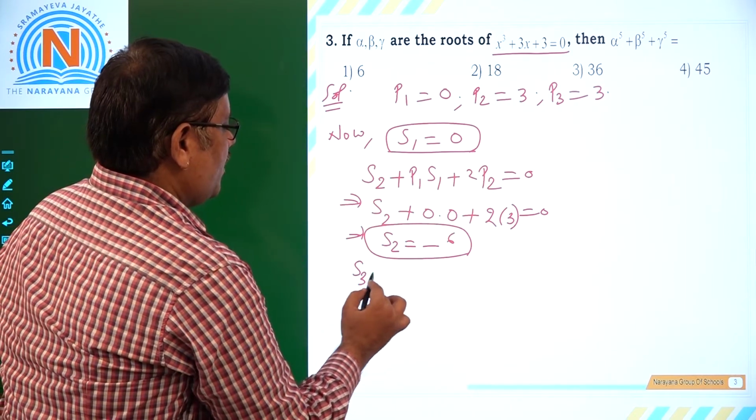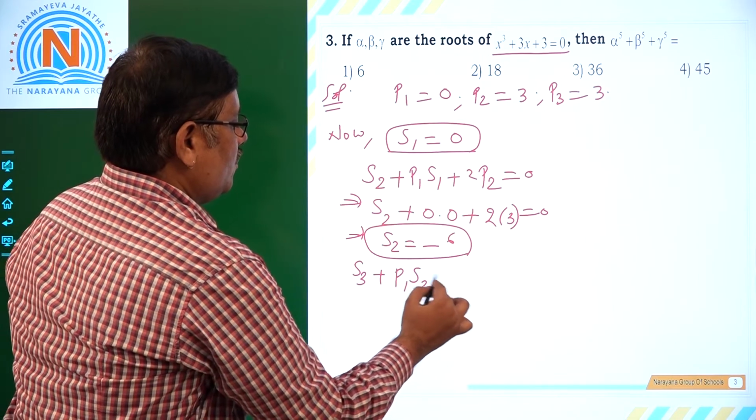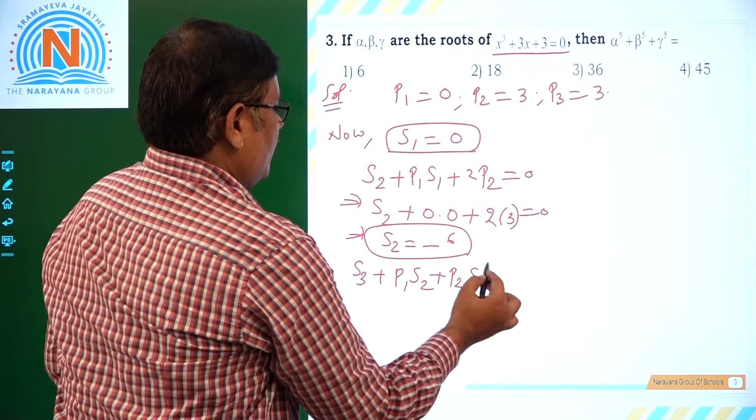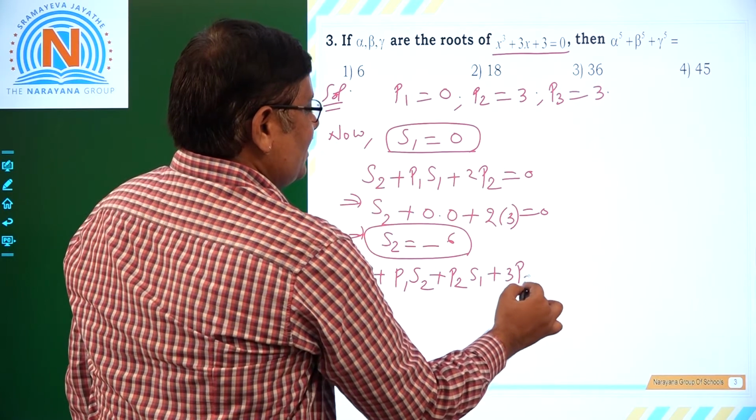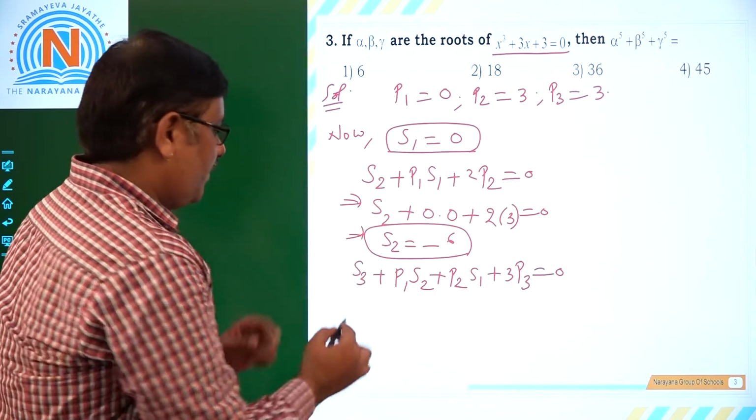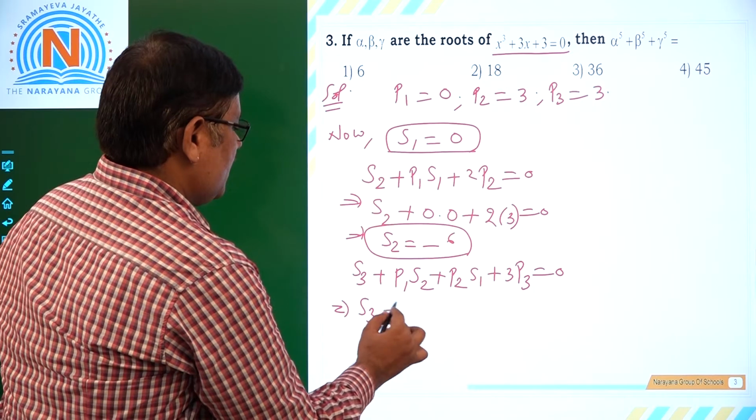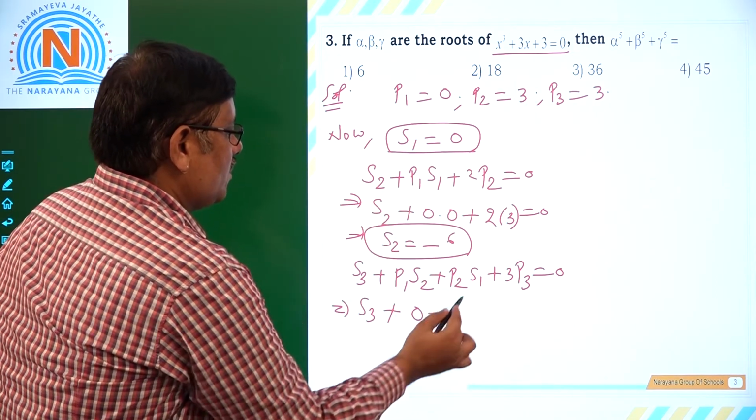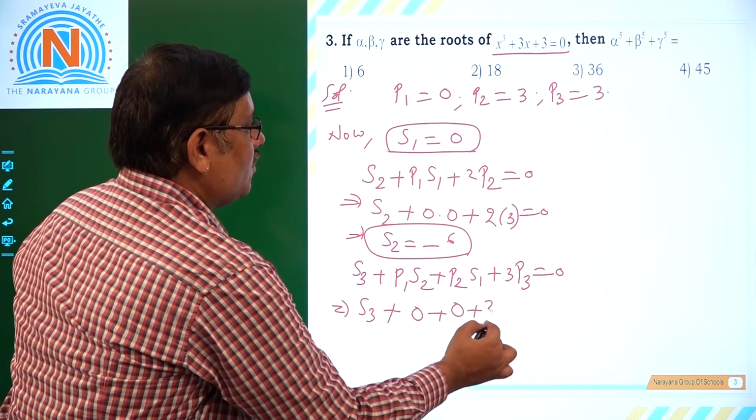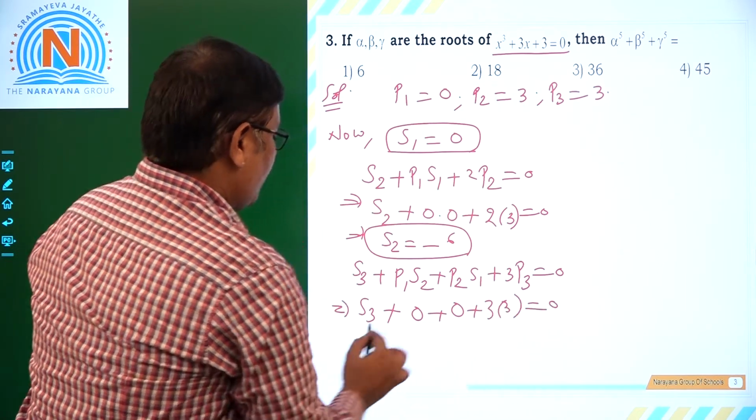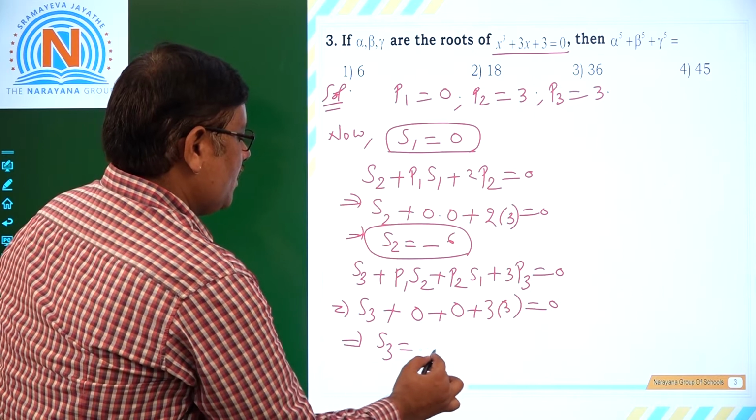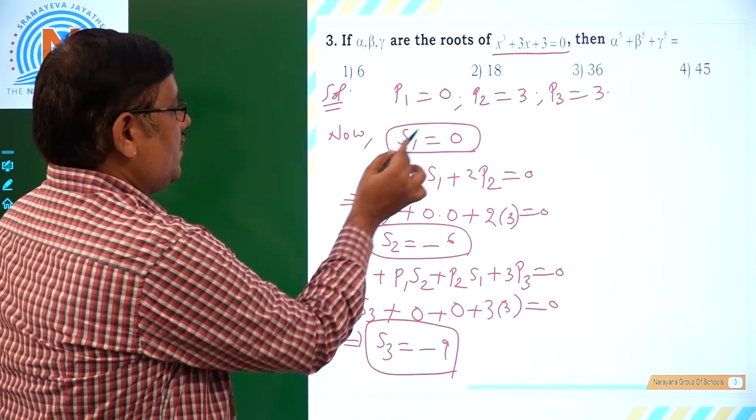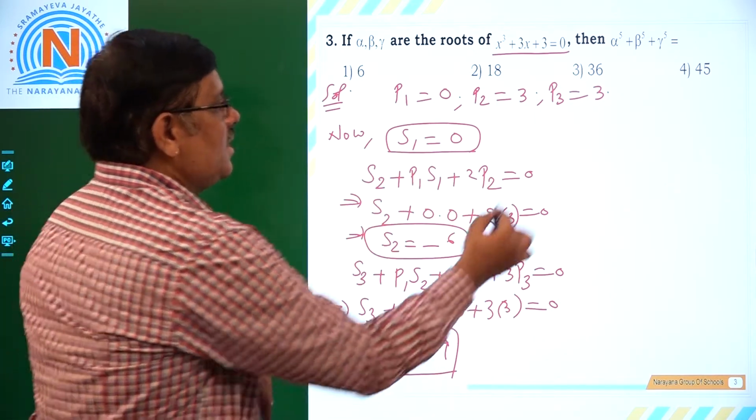Next, S3 plus P1 into S2 plus P2 into S1 plus 3P3 is 0, that is the relation we have to find out the S3 value. S3 plus P1 is 0, so the entire value becomes 0, plus S1 is 0, so this entire value becomes 0, plus 3 into P3 is 3. That implies S3 is equal to how much? Minus 9. So S1 is 0, S2 is minus 6, S3 is minus 9.